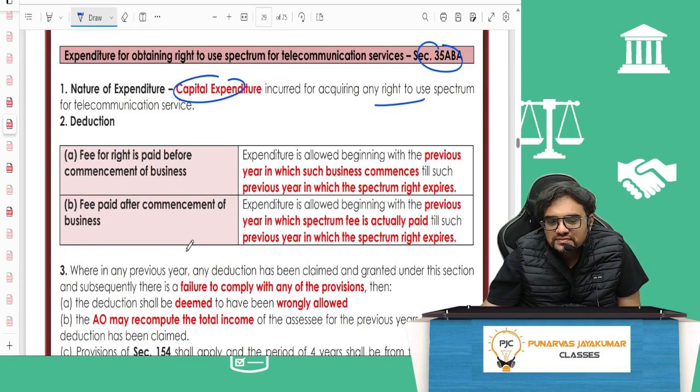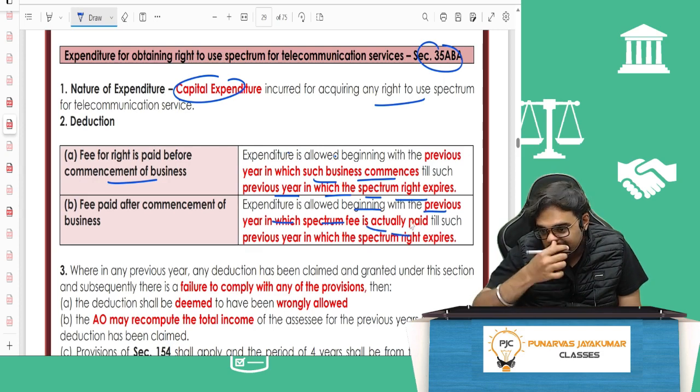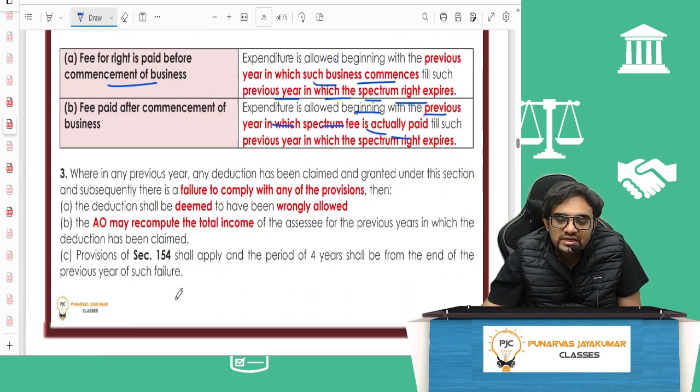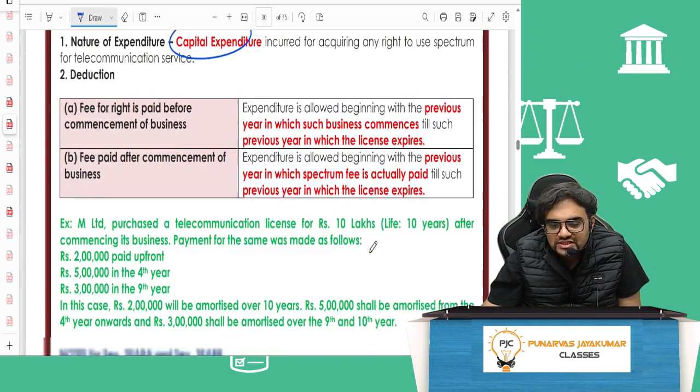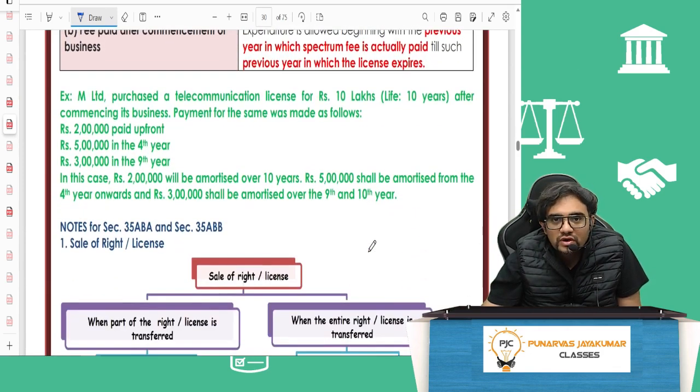So in this case, fee which is paid before commencement of business, what is the amount that is deductible? Expenditure is allowed beginning with the previous year in which such business commences till the previous year in which such spectrum right expires. And if fee is paid after the commencement of business, then it is allowed beginning with the previous year in which the spectrum fee is actually paid till such previous year in which spectrum right expires. Same here also. Let's take an example. And what will happen when I sell off that right?